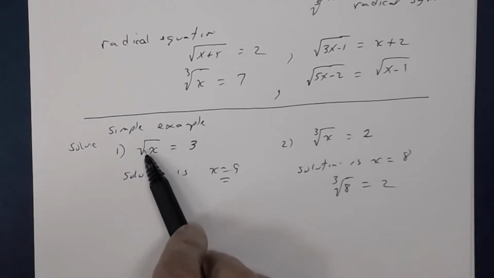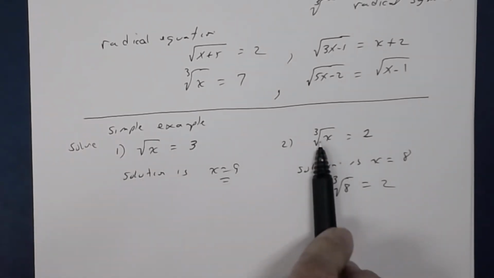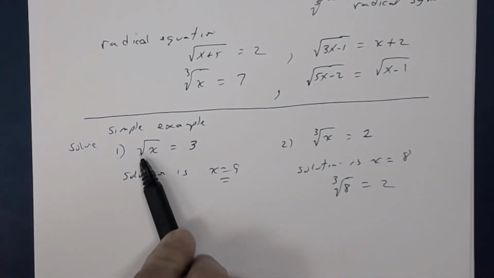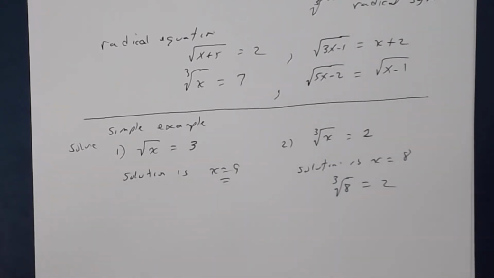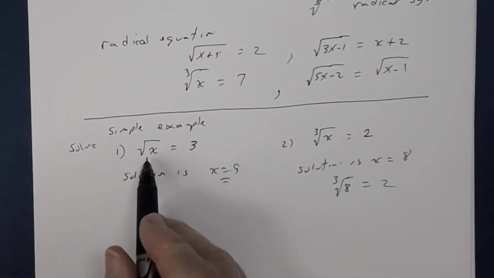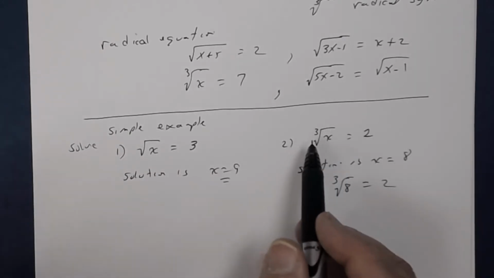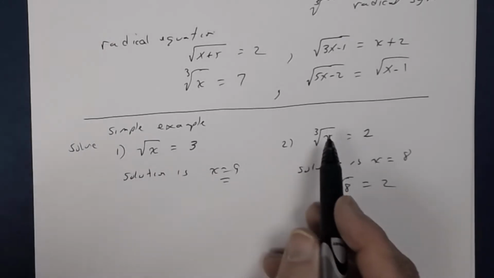So you see I'm taking the square root of x, right? What do you think is the opposite of taking the square root? Or what is the opposite of taking the cube root? That's what we've got to think about. All right, so the opposite of square root is to square, and the opposite of cube root is to cube.